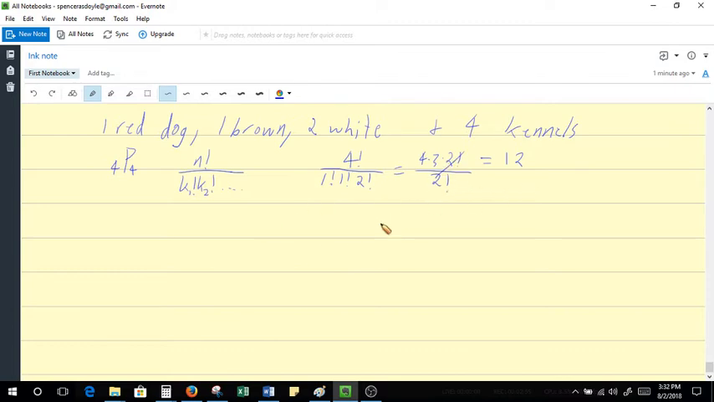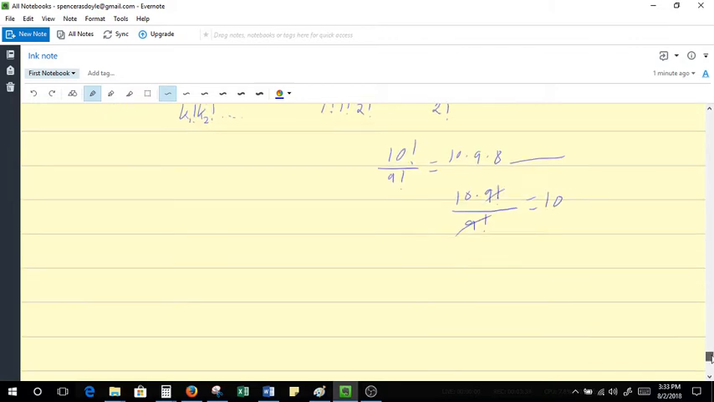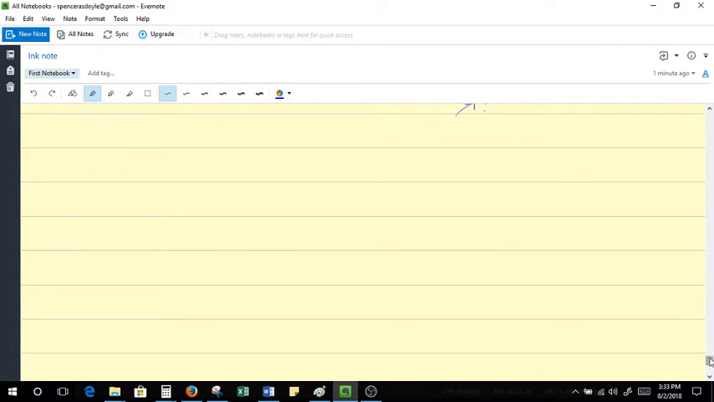The point I was trying to make with this is, if we had a situation like 10 factorial over 9 factorial, that's going to be really annoying to write all the way out. So instead, we could do 10 times 9 factorial, that's the same thing as 10 factorial, over 9 factorial, and these would cancel, leaving us with 10. That's much faster. With that being said, let's take a look at another one.